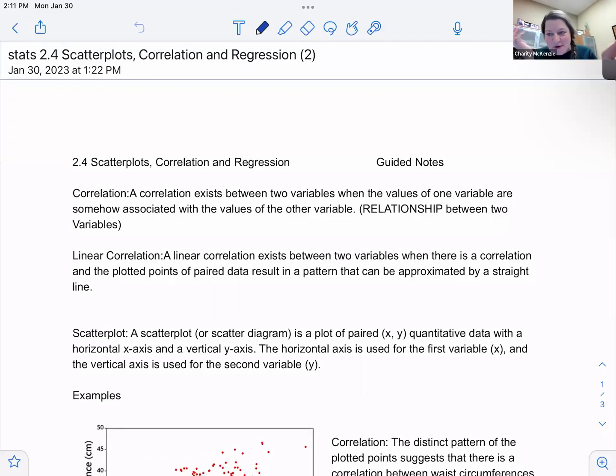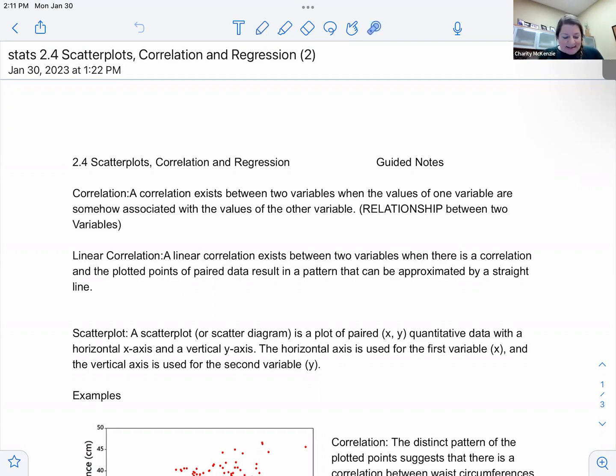So section 2.4 is our last look at different graphs, or at least in this chapter, right? So scatter plots, correlation, and regression. This is actually a huge idea. We will touch on it a little now, but then we're going to learn about hypothesis testing in the last unit of this course, and then we'll cover this again. We have to learn a little more to cover it completely.